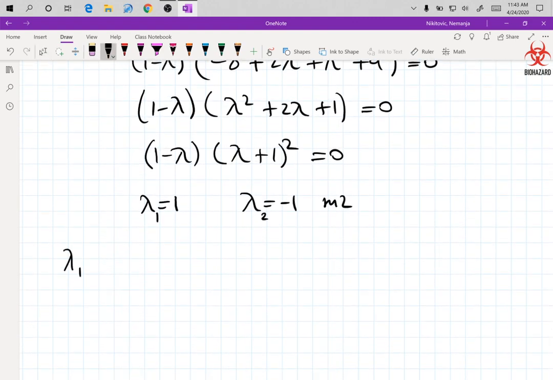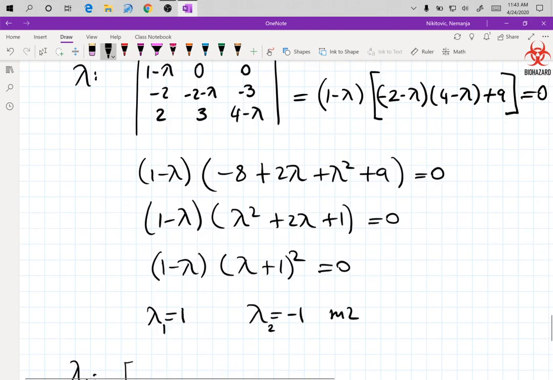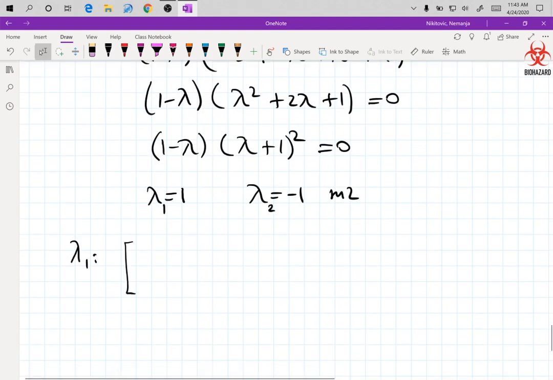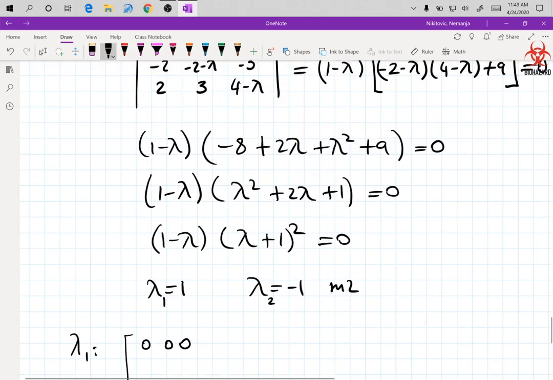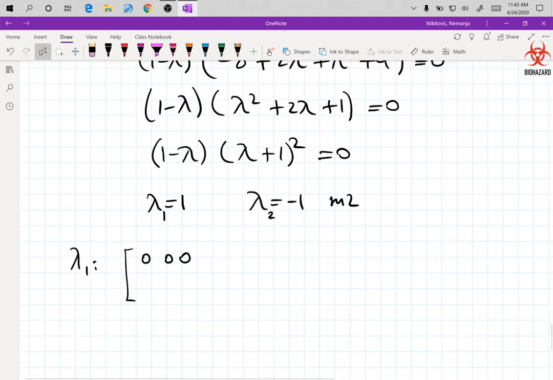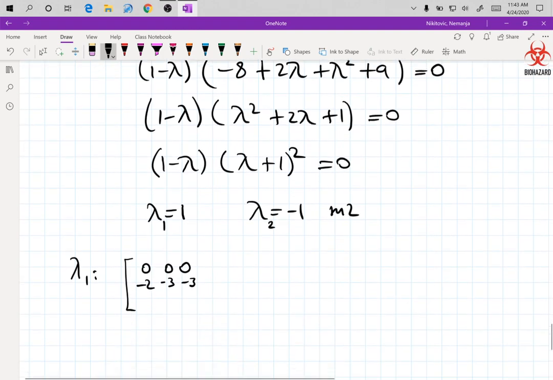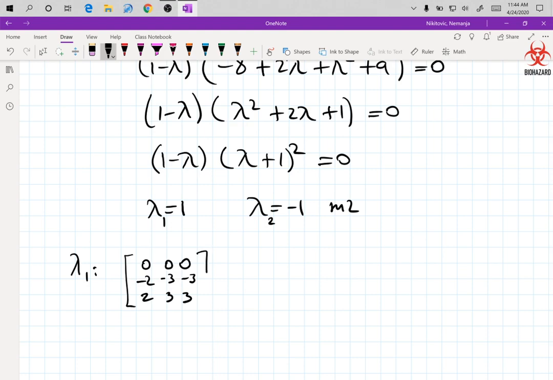All right, so now lambda 1 calculation. Lambda 1 calculation is going to give us the matrix 0, 0, 0, negative 2, negative 3, negative 3, and 2, 3, 3, right? Times A, B, C equals 0, 0, 0.